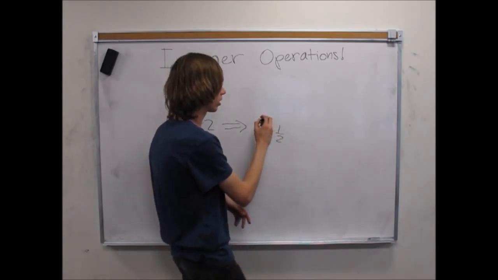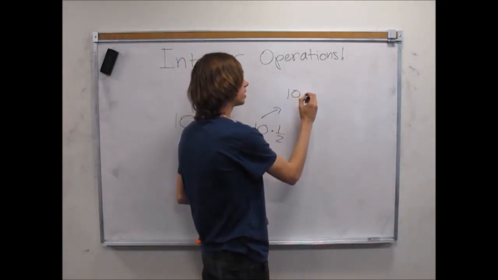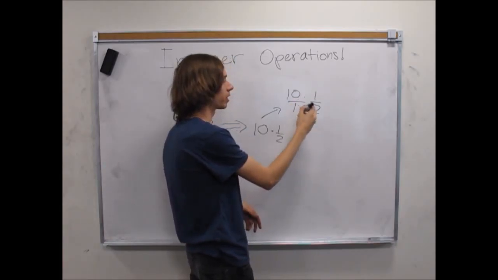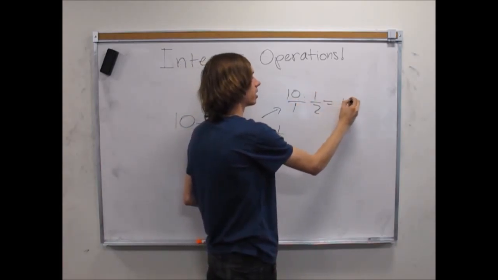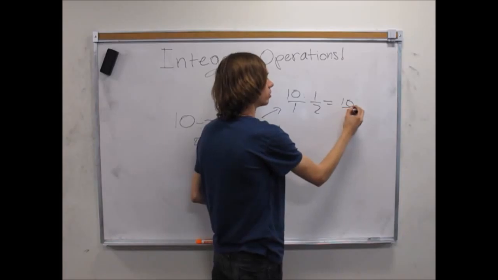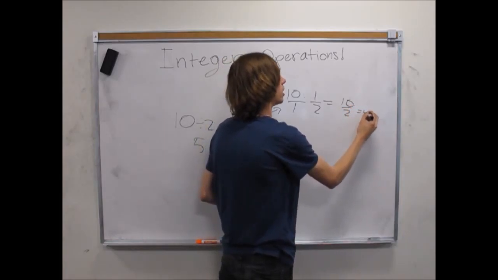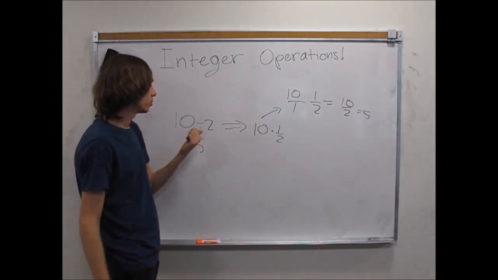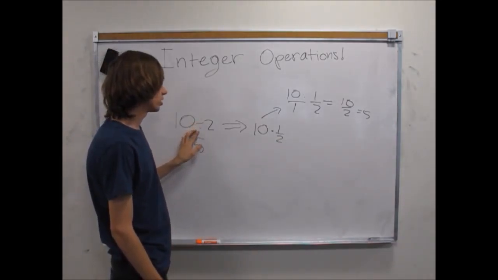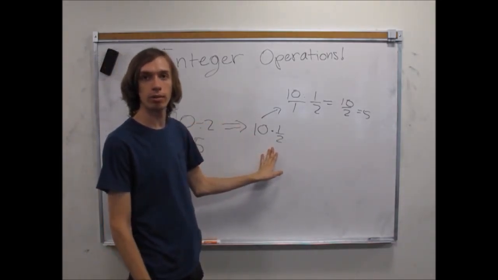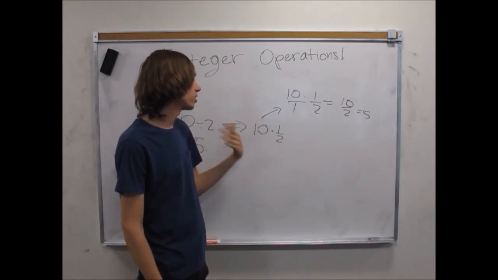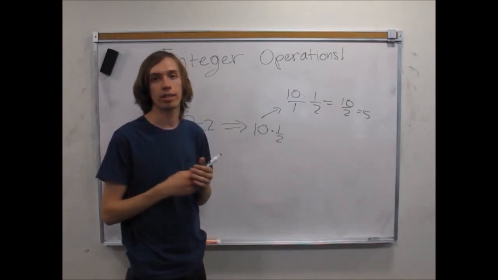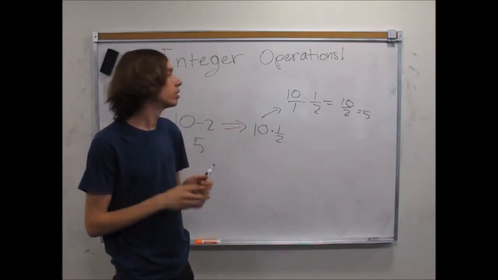And just to show you really quick, I'll just do it right here. If you had 10 times 1 over 2, that's the same thing as 10 over 1, right? You just get 10 times 1 is 10, 1 times 2 is 2, 10 over 2, and that's 5. So, just want to show you, because of the fact that division is actually just multiplying by the reciprocal, division is actually going to follow the same rules as multiplication, as far as signs and integers go.